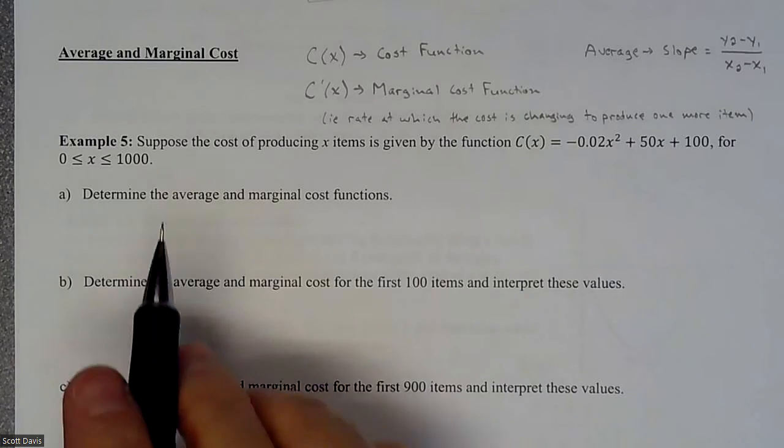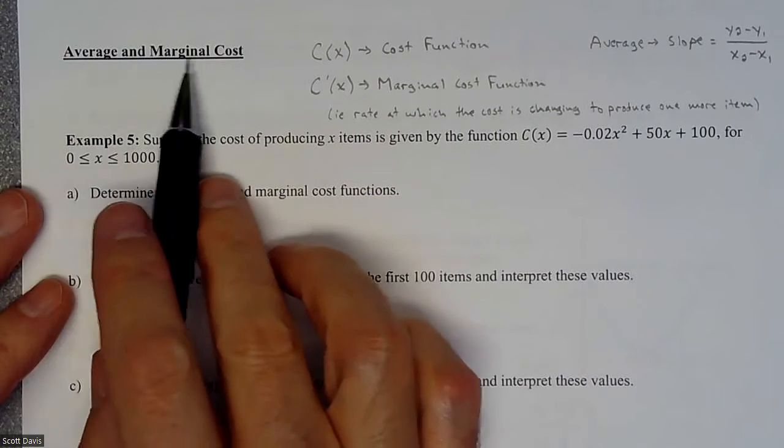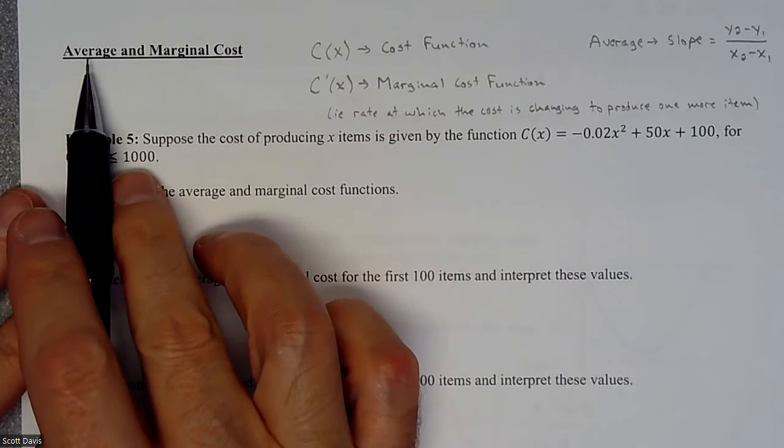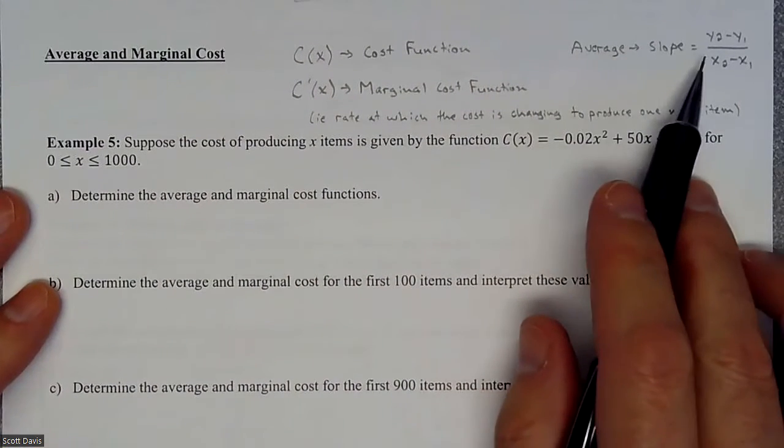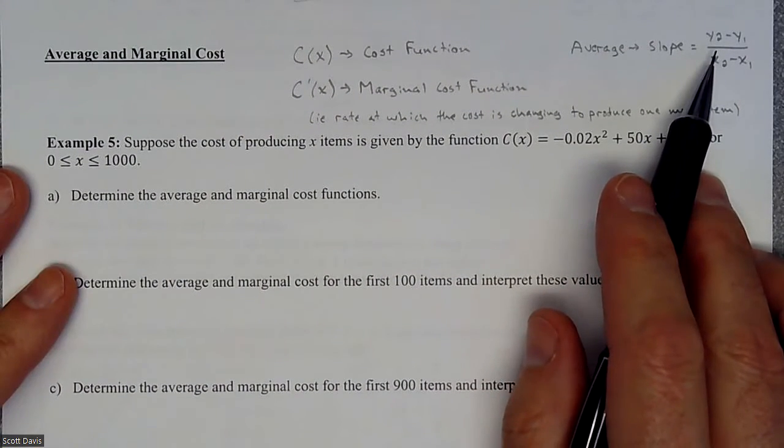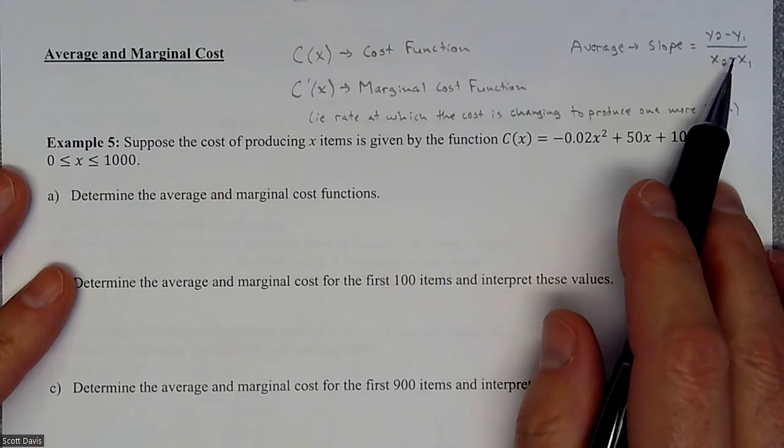In this example, we're going to have kind of a business feel to it. We're going to be talking about average and marginal cost. So an average is always just referring to a slope. That just means you need 2 points and find the slope between those 2 points.